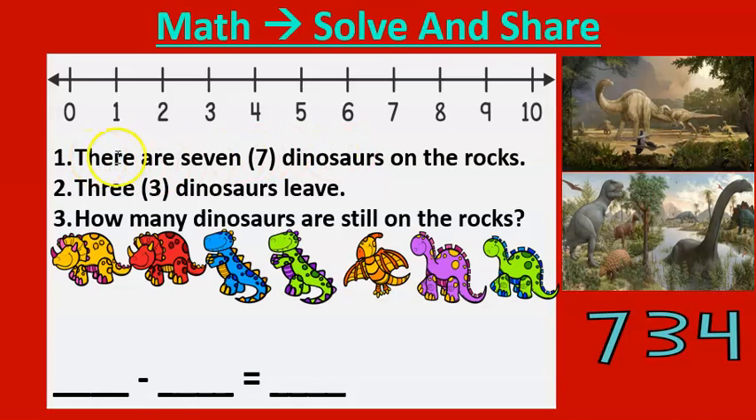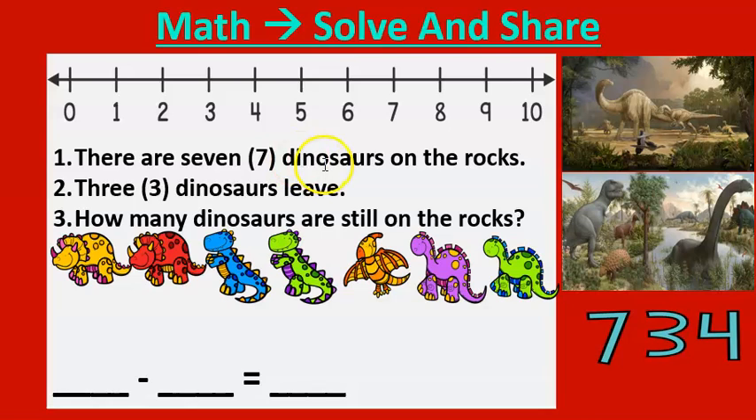Here we go. There are 7 dinosaurs on the rocks. So boys and girls, how many dinosaurs are on the rocks? 7. So you're going to have to come up here to your number line and find 7, which is right here. So this is where you're going to start, okay? And then it says 3 dinosaurs leave. So watch Mr. Begay. We're going to have to jump backwards now 3 times to come to our answer because we're subtracting.